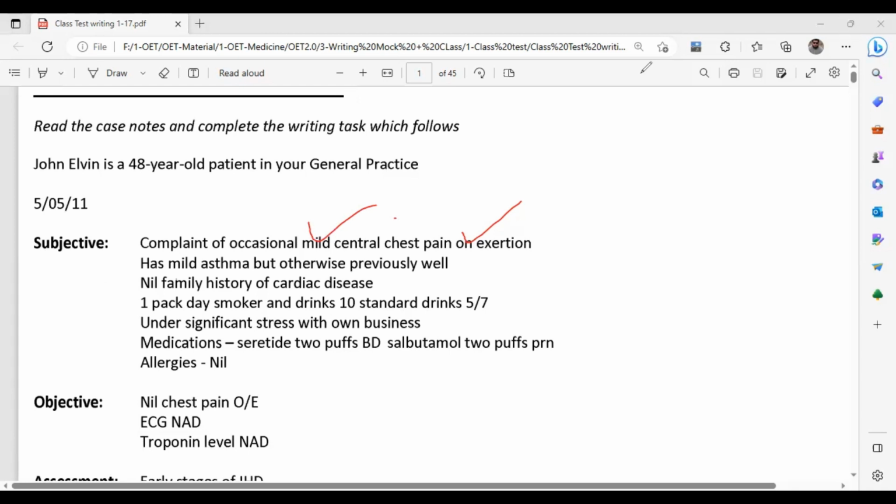We can see that the patient has mild asthma, which with reference to the DDs we have in mind is relevant. Nil family history is an important negative, right? We cannot ignore that. One pack a day cigarette smoking is also important history. Let's say 5/7, meaning 5 days a week, 10 standard drinks. Under significant stress, yes, important. Now we can see the medication he has been taking; we cannot ignore anything. So in selection, everything that we have selected right now is relevant.